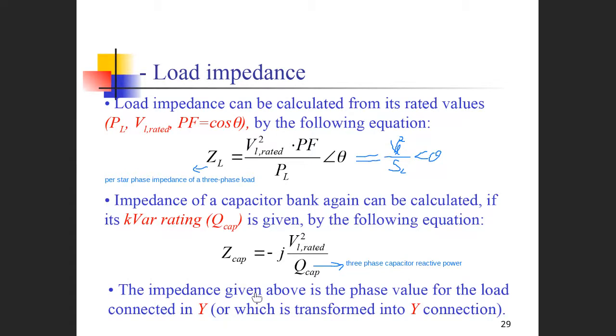So the impedance given above is the phase value for the load connected in star connection, transformed into the star connection. So that's what I write here: star phase impedance of a three-phase load. Link this sentence together with these formulas. So okay, this is right.